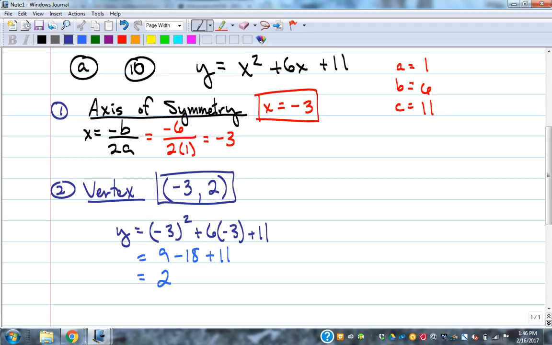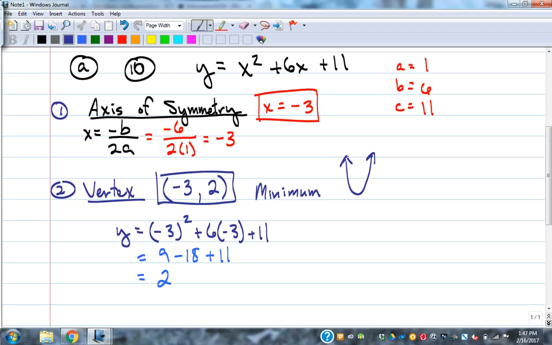Maximum or minimum, look at your cheat sheet here, is decided by what? What's it say over there? If A is greater than 0, that means A is what kind of number? Positive. If A is positive, then the vertex is going to be a minimum. Okay? So this is a minimum. Because the graph is going to open this way.